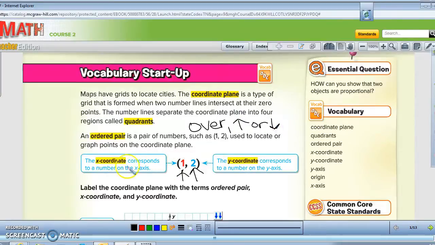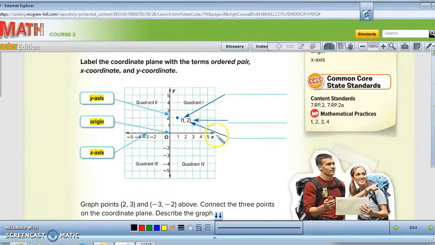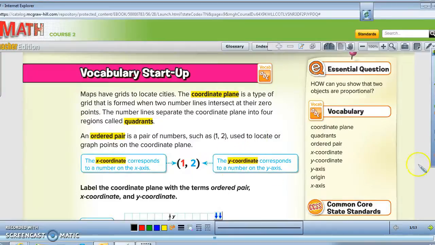Okay? And then finally, x-coordinate is literally, if I'm talking about x, that's an x-coordinate. And if I'm talking about y, I'm talking about a y-coordinate. So that just means, are they on the x-axis or are they on the y-axis? So for example, this 1 is an x-coordinate. This 2 is a y-coordinate. Okay, so those are the 4 main words that you need to know.